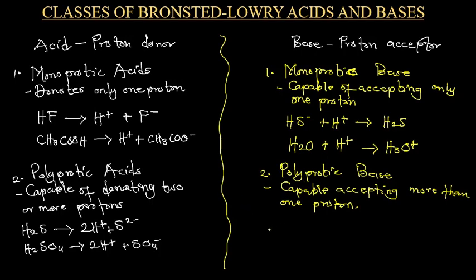Now let's take the sulfate, SO4 2 minus. Now this SO4 2 minus is capable of accepting two protons and forming H2SO4 back. Okay. So realize that it has to take more than one proton to form this back. So the fact that it's taking more than one makes it a polyprotic base.